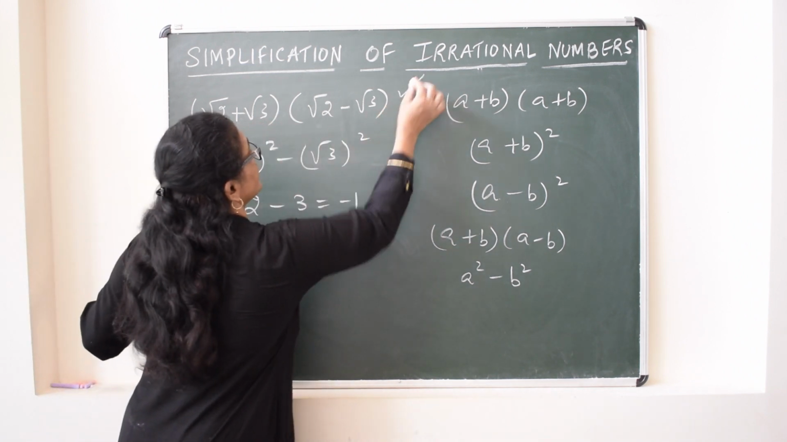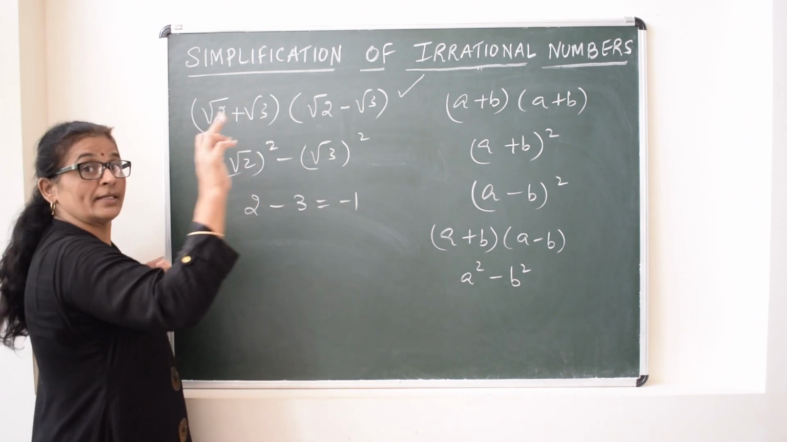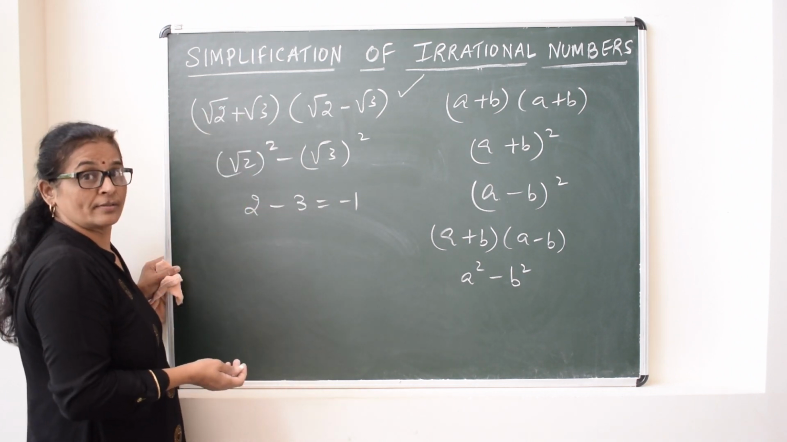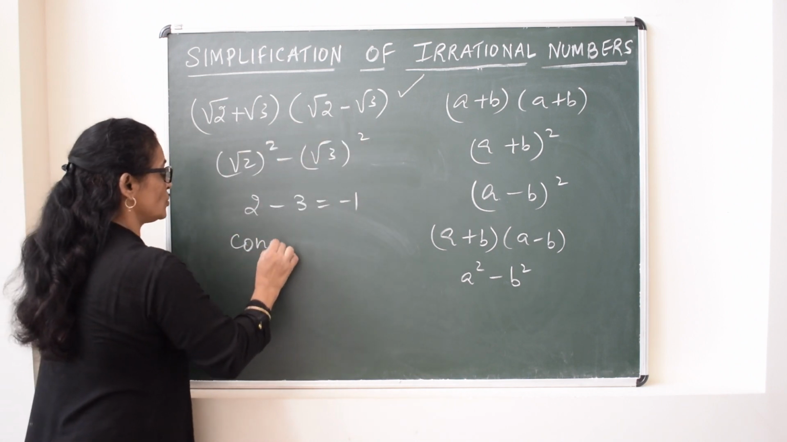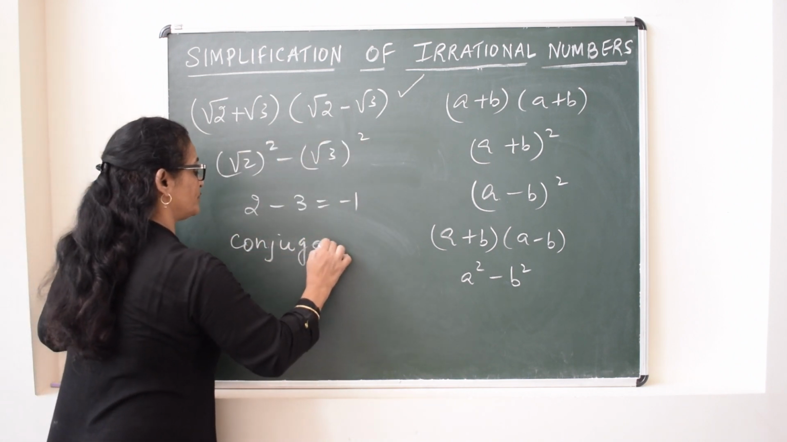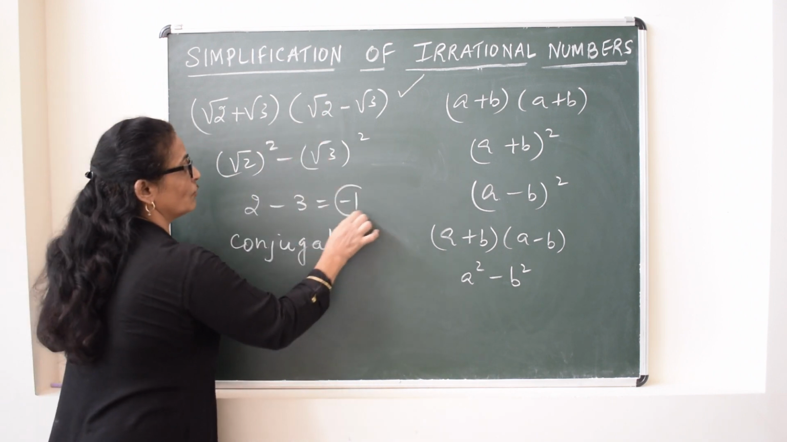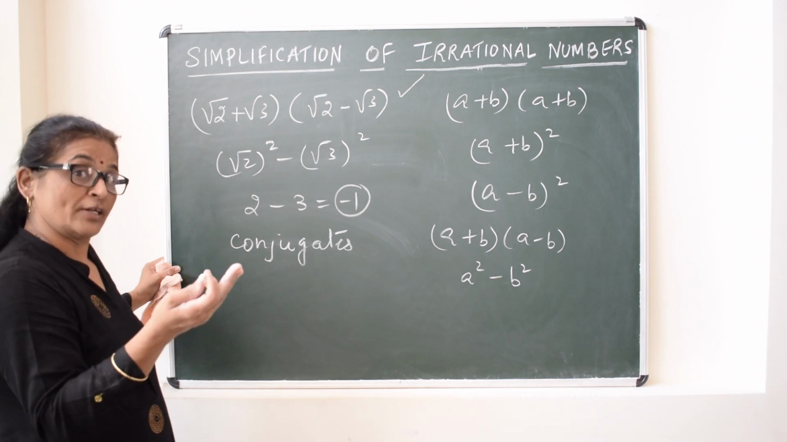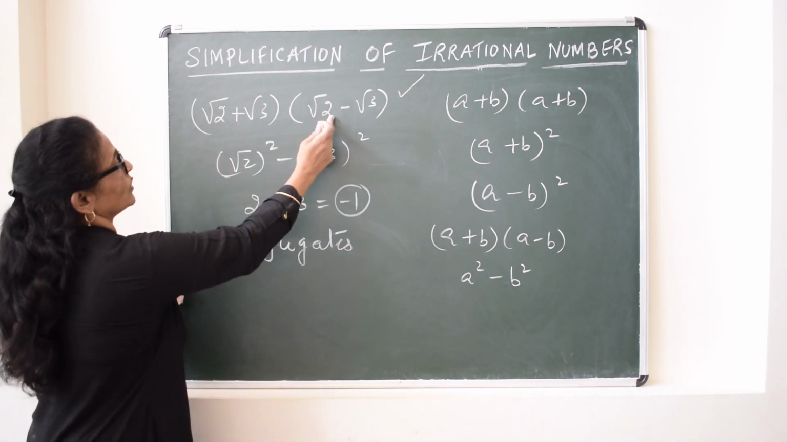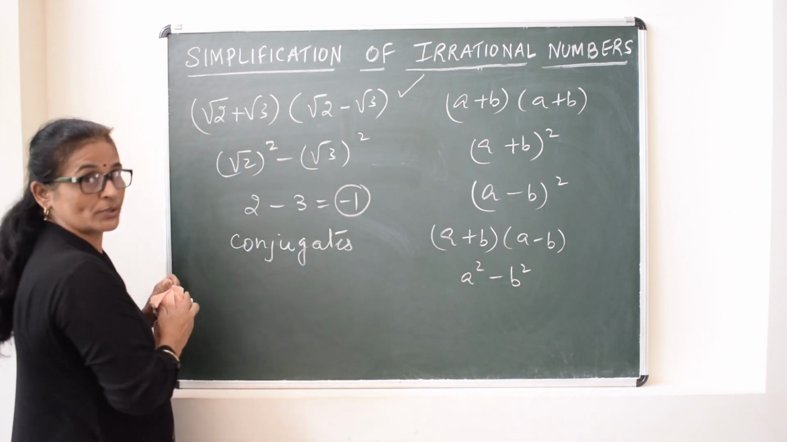This particular identity is very important here. Why? This we will be using in the topic rationalization, because these two are called conjugates. Means after simplification, what we are getting? A rational number. This we will do further in rationalization. So third identity, a plus b into a minus b, will be used over there.